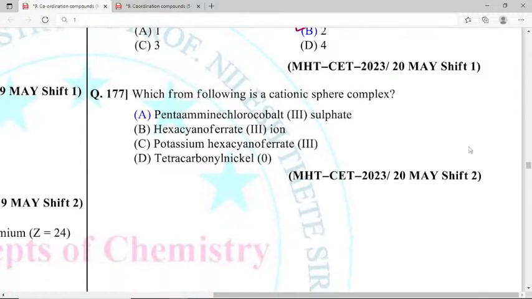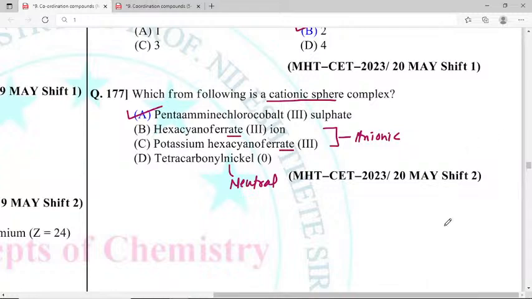Which of the following is a cationic sphere complex? This is pentaamminechlorocobalt sulfate. As the name suggests, the ending -ate means an anionic complex. Both are anionic complexes, because the naming ends in -ate, like ferrate. This is nickel tetracarbonyl, a neutral complex. So option D is the neutral complex, B and C are anionic, and A is a cationic complex.